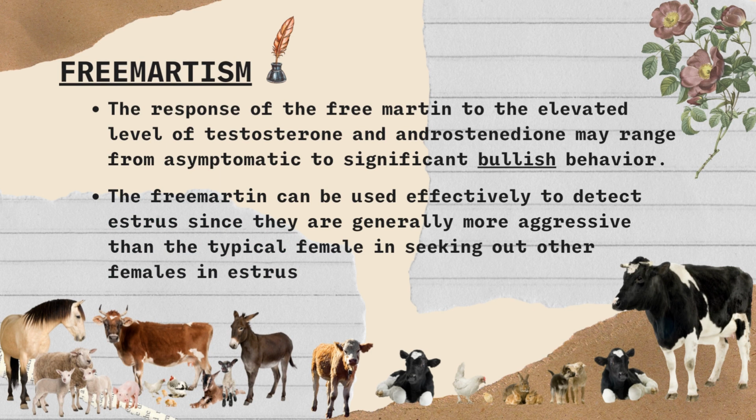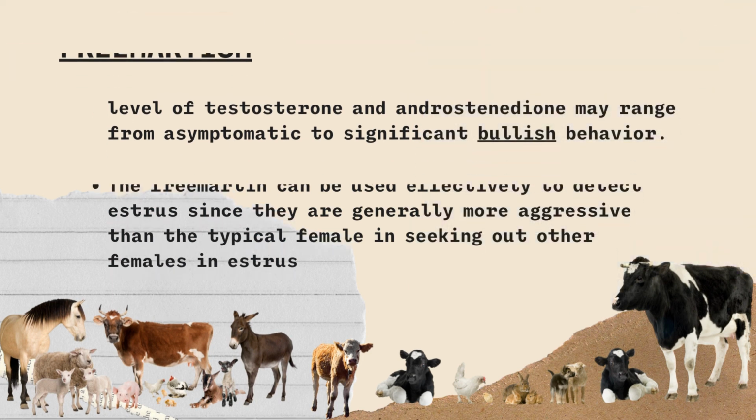significant bullish behavior. From a practical perspective, the freemartin can be used effectively to detect estrus. Since these animals' central nervous system has been programmed to be male-like, they are generally more aggressive than a typical female in seeking out other females in estrus. By supplementing freemartin heifers with exogenous androgens, maleness can be further enhanced.